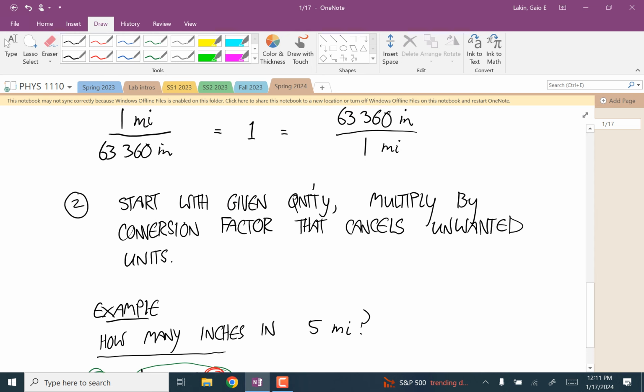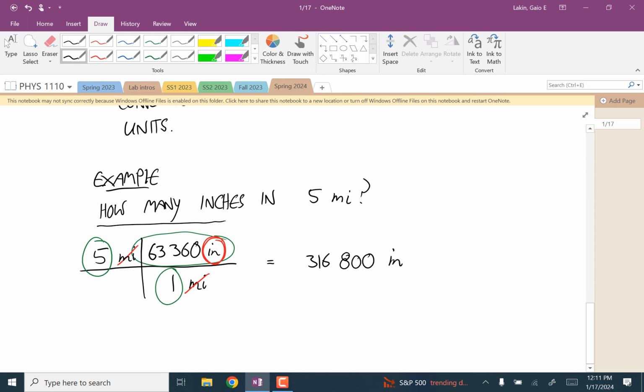What would have happened if, instead of 63,360 inches over 1 mile, I had multiplied by 1 mile over 63,360 inches? Then you'd have miles both in the numerator. They wouldn't cancel out. Your units would be miles squared divided by inches, which is actually a unit of length. There's nothing exactly wrong about it, but it didn't give you the units that you're looking for because it didn't cancel out the unwanted units. Okay? Anybody have any questions about that so far?